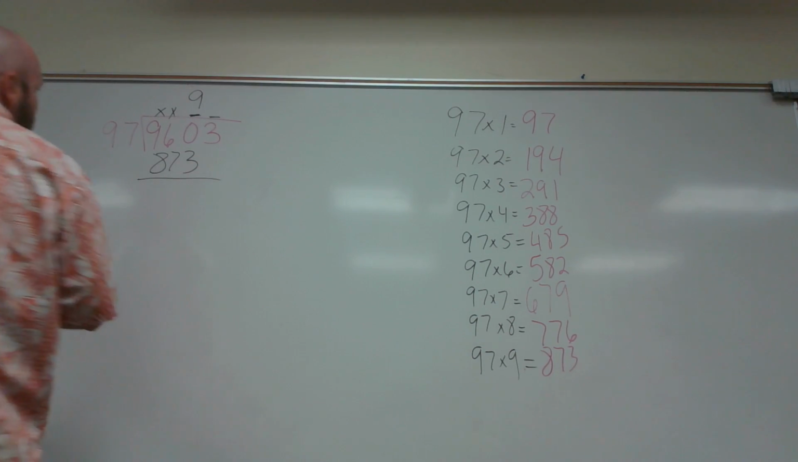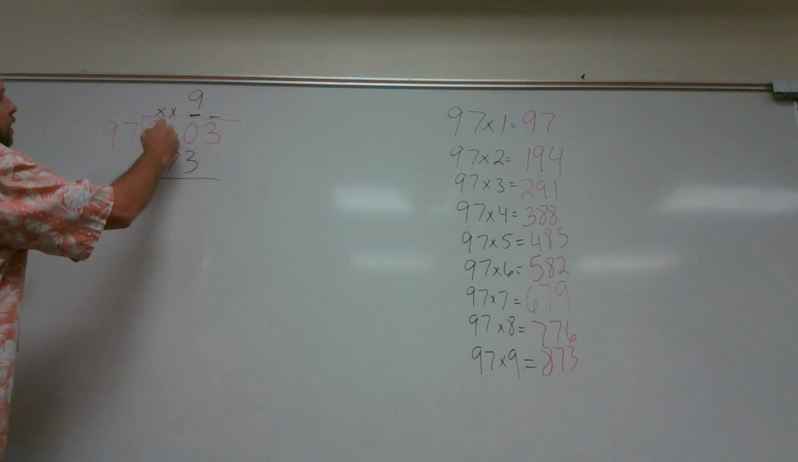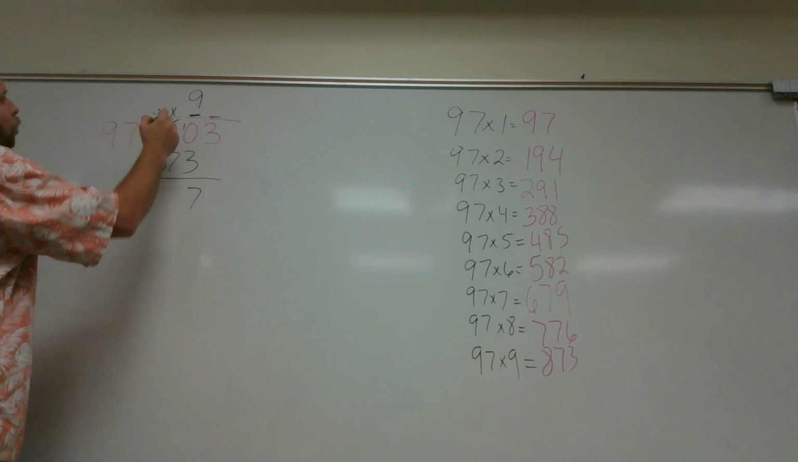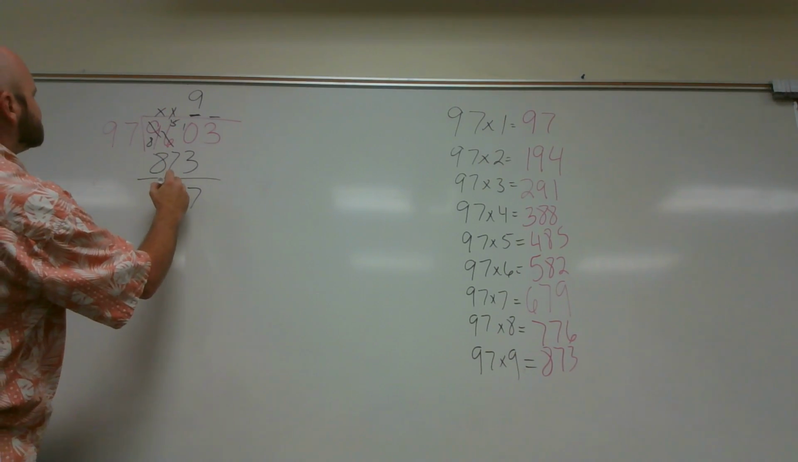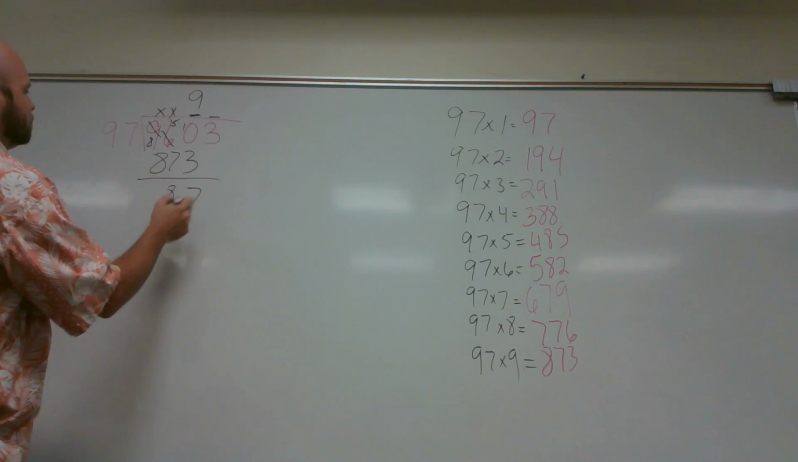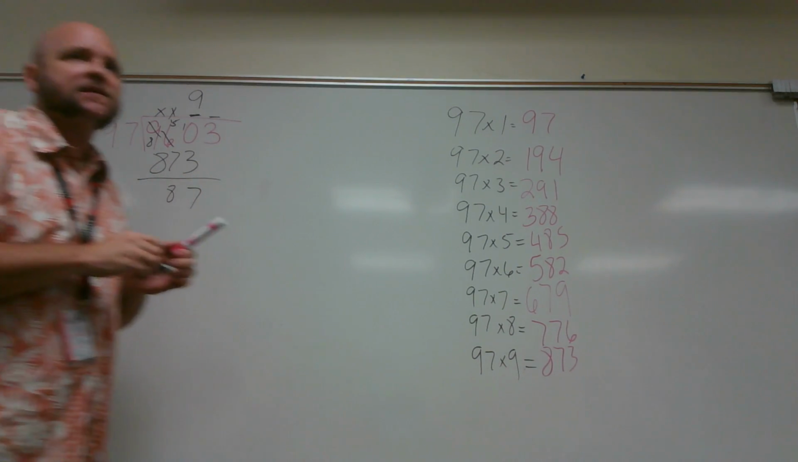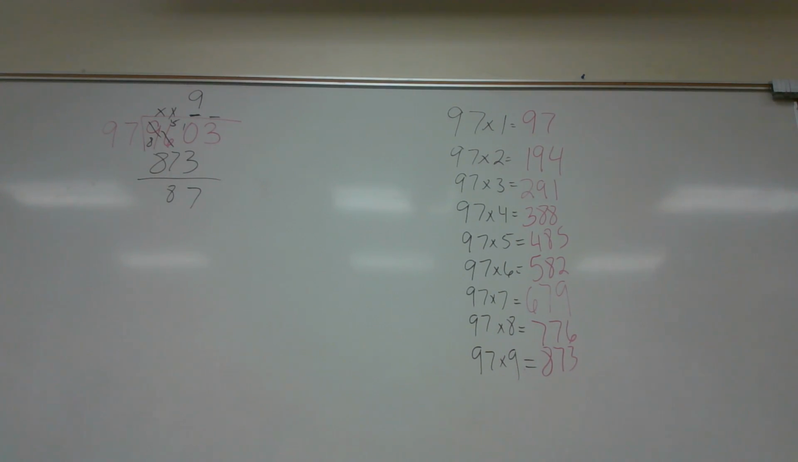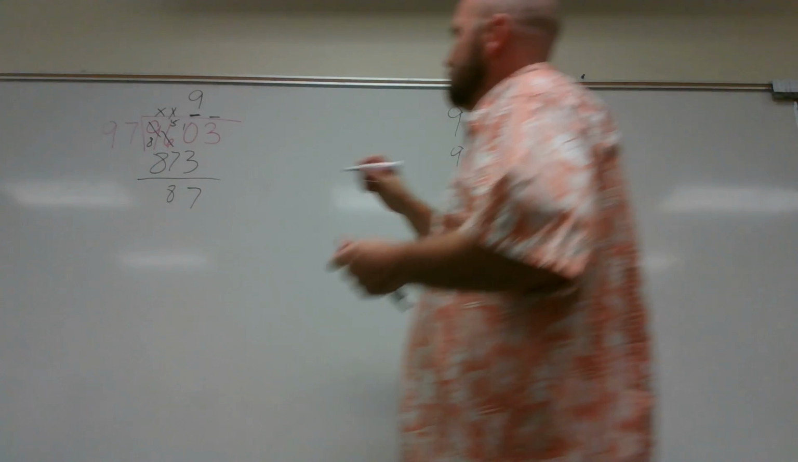So now we do our subtraction here. I can't do that. So that's a 5, that's a 10, that's a 7, that's an 8, that's a 1. So that's an 8. When I subtract, I get 87. Now I have to bring down the next number.